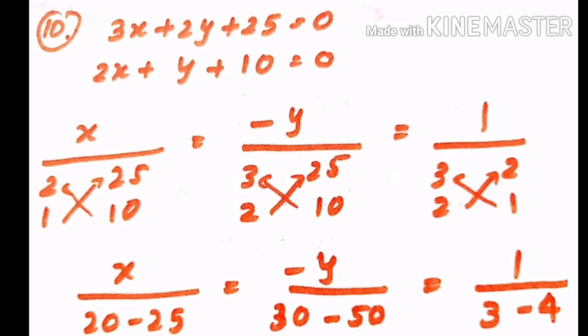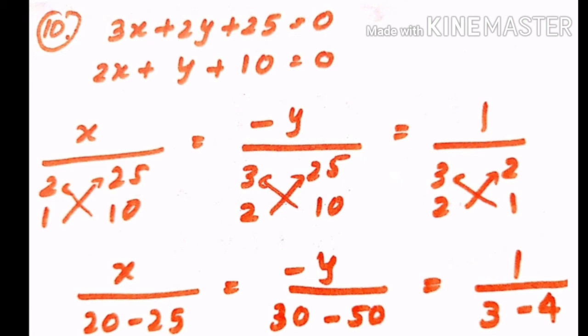Now I am taking question number 10 of Goel Brothers exercise 5b. We have two equations: 3x plus 2y plus 25 is equal to 0 and 2x plus y plus 10 is equal to 0. So now here students, the equations are already given with the constant terms on the left hand side of the equal to sign. So there is no first step here.